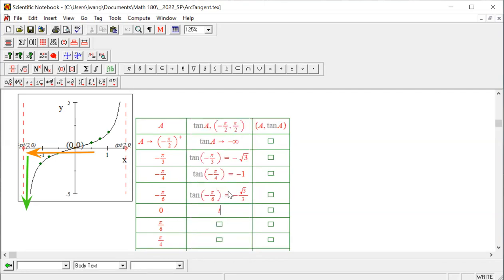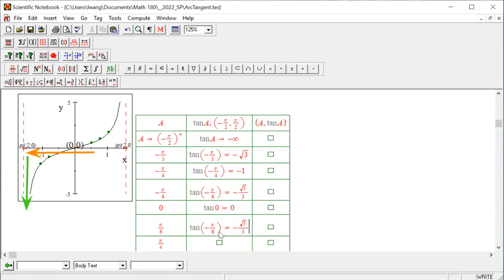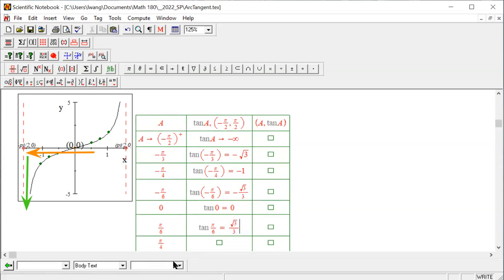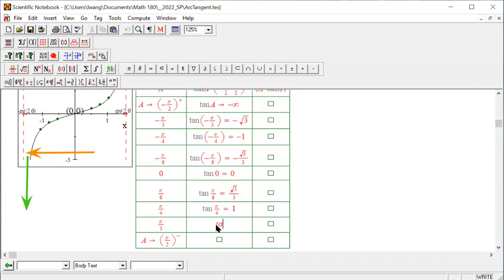All right, and tangent of 0, of course, is 0. Tangent of pi over 6, I'm just taking a shortcut, because I know this is an odd function. It's root 3 over 3. Tangent of pi over 4 equals 1. And tangent of pi over 3 is equal to root 3.